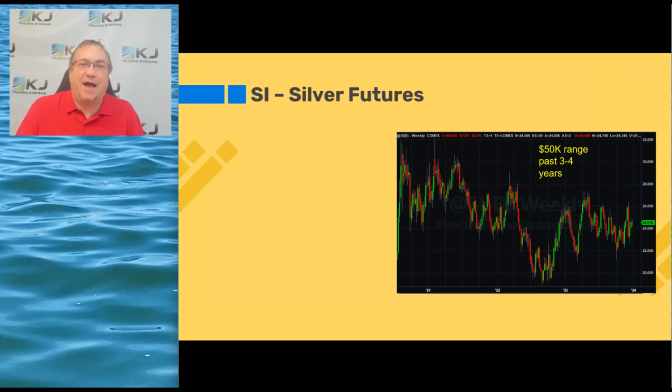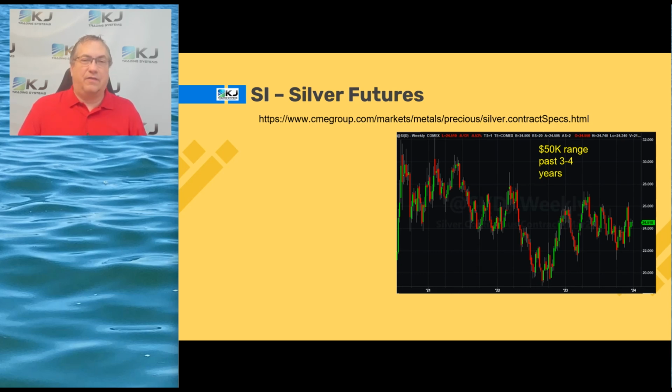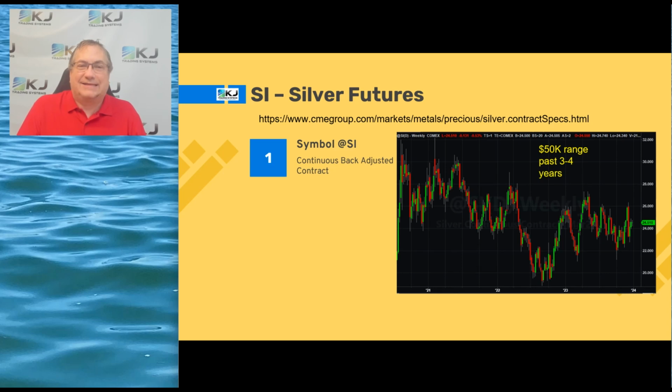So today I'm going to talk to you about a strategy for the silver futures market. And if you want more information, go to the CME Group website. There's the link. It'll give you all the contract specs and everything you need to know about silver. The symbol is @SI. That's the continuous back adjusted futures contract, which is what I trade and what I test with. And the contract itself is $5,000 per point.